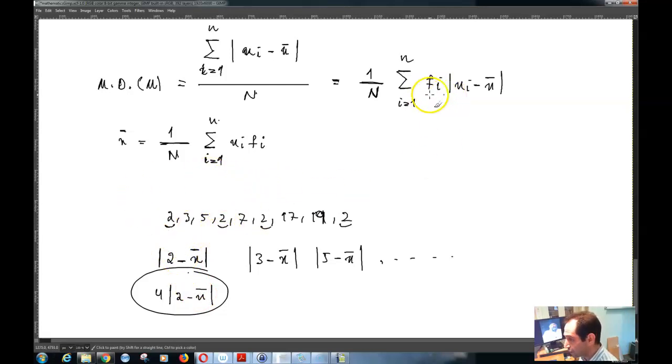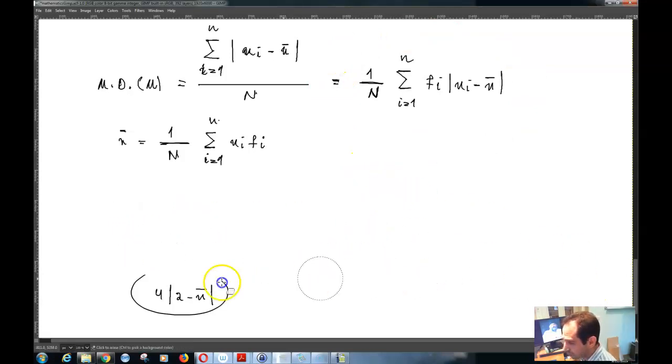That's why this f of I is over here, and this f of I, of course, basically refers to the frequency of this 2 happening here, which is 1, 2, 3, and 4 times. So 4 times, for example, 2 minus x bar, and that's the formula that you can use there. That's the reason why they have written it this way.